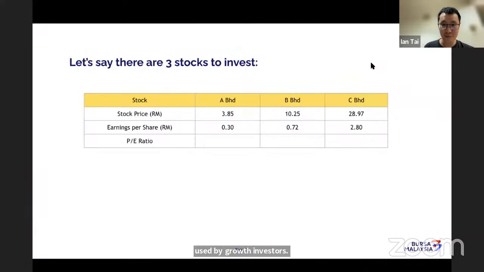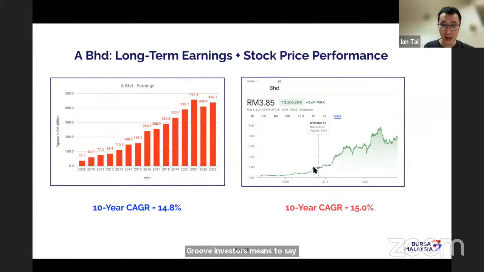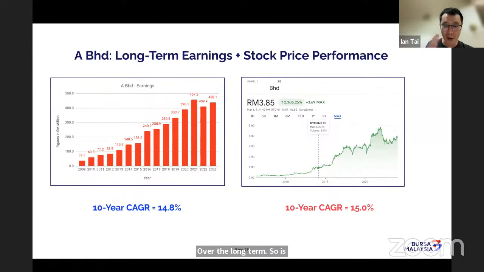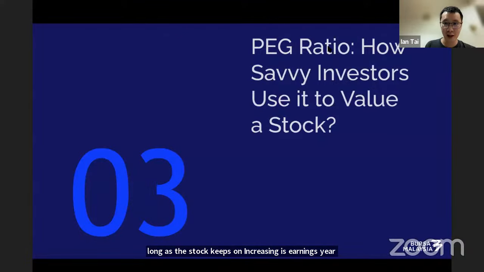Growth investors means to say these are people who are willing to hold on to a good stock, sit on it, and wait for it to keep on compounding over the long term. So it's never about the short term. It's always about 5 years, 10 years, or even forever. It's like Buffett, right? Very long term. So as long as the stock keeps on increasing its earnings year after year, you don't actually sell. And PEG ratio is designated for this kind of investors.